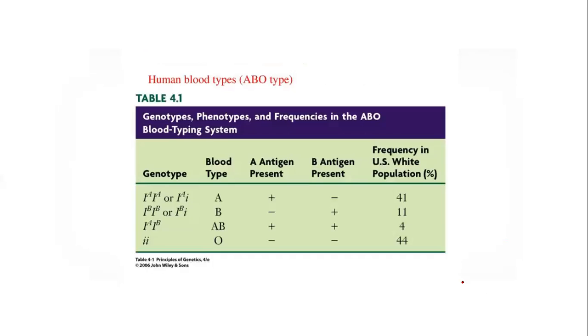Here you can see if A is homozygous or heterozygous with i, it will produce the A blood type. If B is homozygous or heterozygous with i, it will produce the B blood group. IA and IB will produce the AB blood group, and ii, the i in the homozygous state, will produce the O blood group.